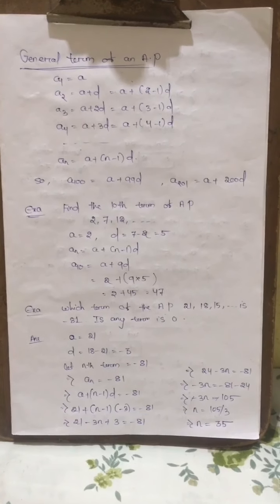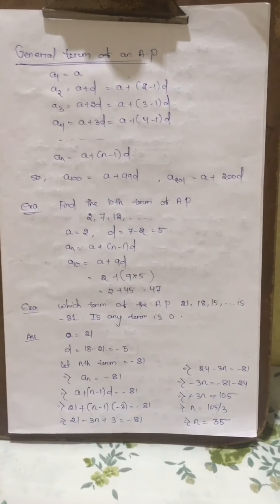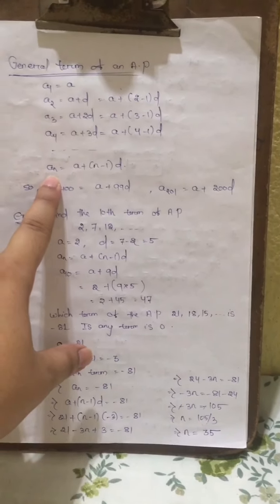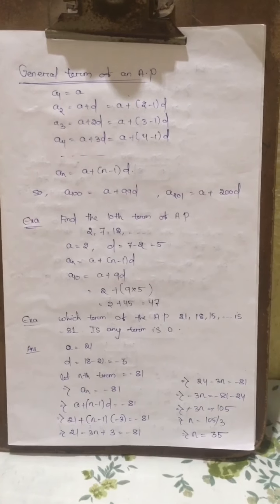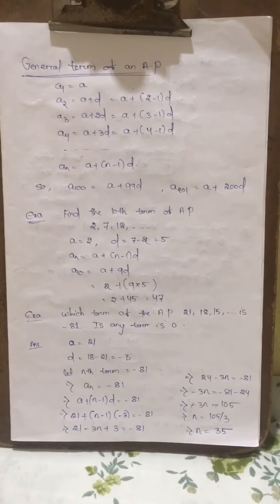So the general term of an AP is represented as an. In some books it is represented as tn also. So don't get confused, an and tn are both the same thing.